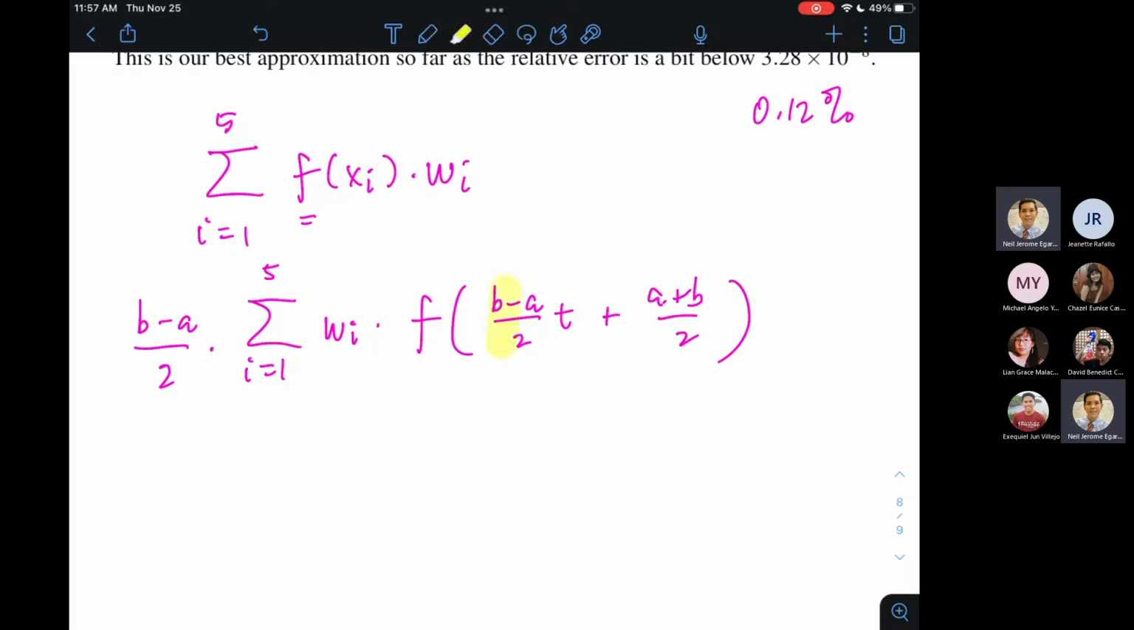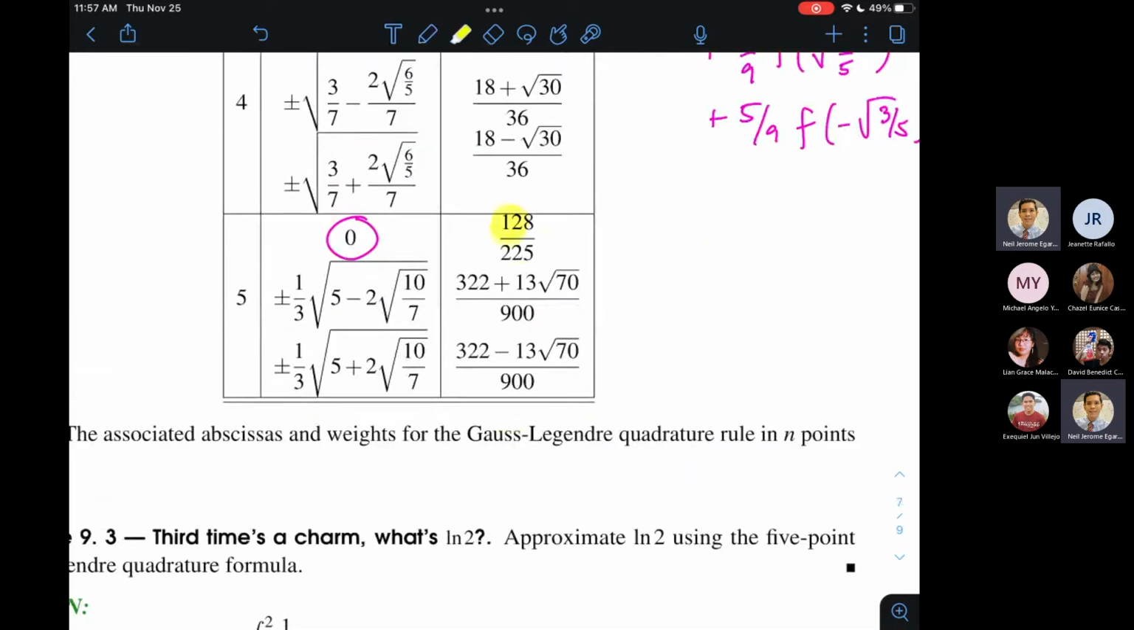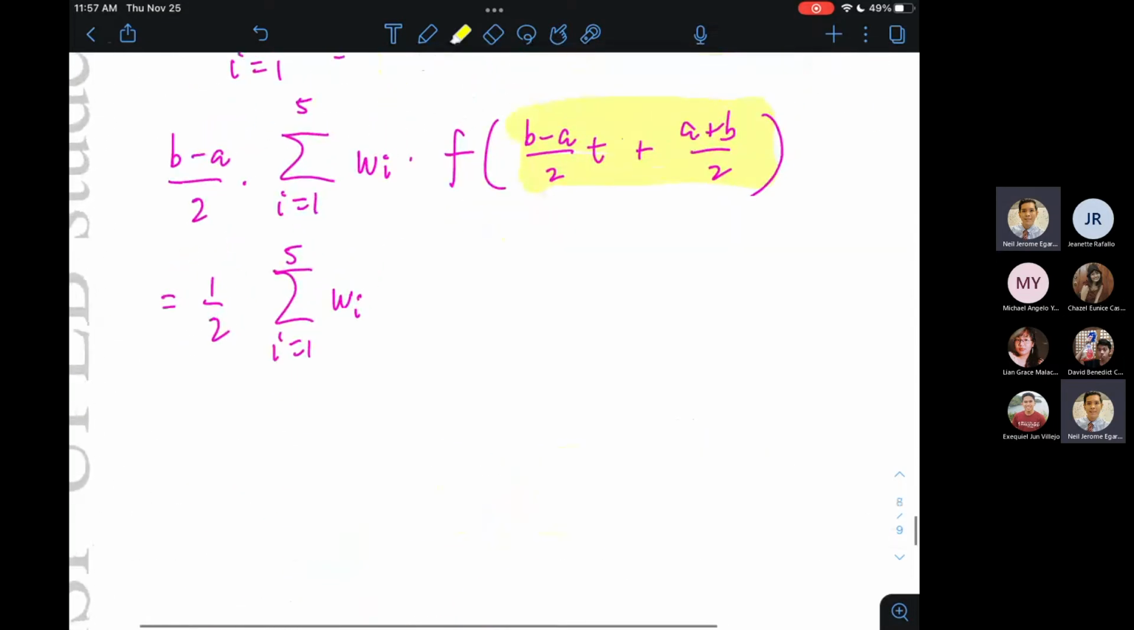Yung roots na nakuha natin kay Legendre, dapat i-translate ko doon sa appropriate interval. Ngayon, ang interval natin ay 1 to 2. So, plug in ko yung mga information na yon, this would be 1 half summation from i going from 1 to 5. The weights are unchanged. Ito yung weights na nakuha natin from the Gaussian quadrature. So yung weights na gagamitin ninyo ay ito, W1, W2, W3, W4. Okay? Tapos, yung function values ngayon ay ito. Magiging 1 half t plus 3 halves.